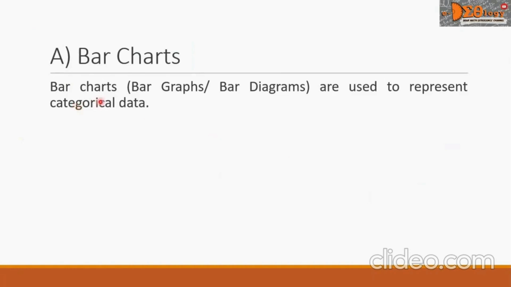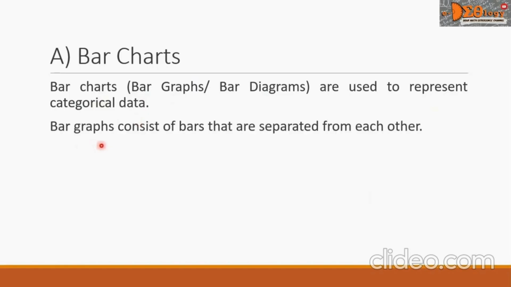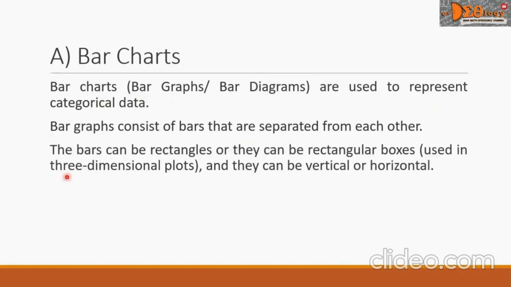Bar charts, or sometimes called bar graphs or bar diagrams, are used to represent categorical data. Bar graphs consist of bars that are separated from each other. The bars can be rectangles or rectangular boxes used in three-dimensional plots, and they can be vertical or horizontal.